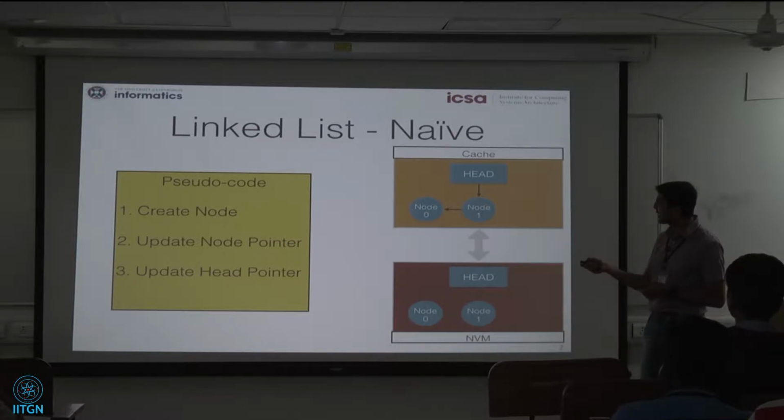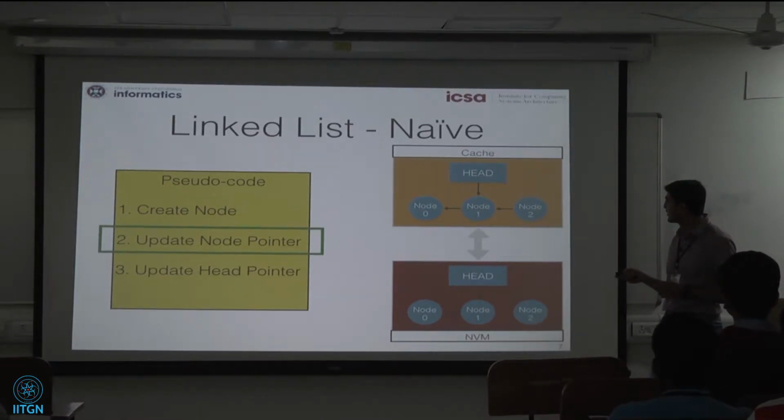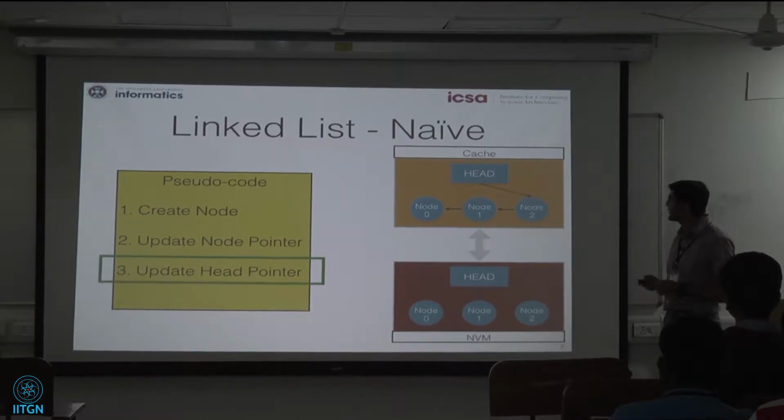So here what I have is a linked list. Here at the top I am showing the cache, which is volatile, and at the bottom there's NVM, which is non-volatile. Now if I want to add a new node to this linked list, here is what I would do. I would first create a node, and then I'll update the node pointer to point to the existing head of the linked list. And finally, I'll update the head pointer to point to the new node.